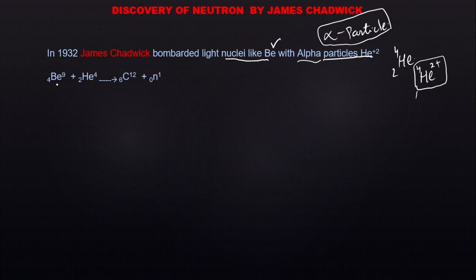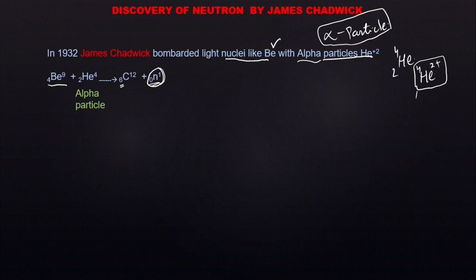This is beryllium, atomic number 4, mass number 9. It is hit by an alpha particle. This alpha particle changes the nucleus of beryllium into some other element, which is carbon. Carbon has 6 protons, 6 electrons, and 6 neutrons. In that way, 1 neutron has been lost from this reaction. When this neutron is lost, it is detected by a detector, confirming that a particle has been removed from the nucleus of an atom.